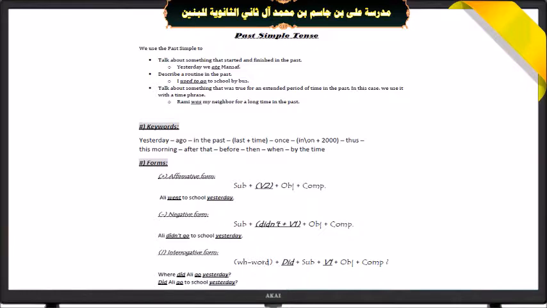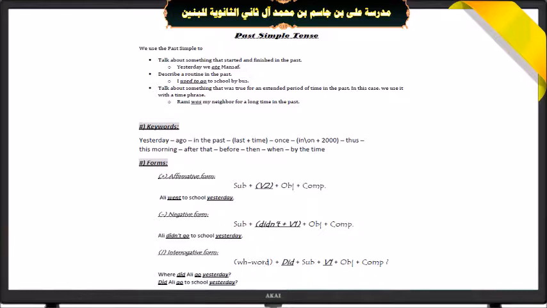What about the indicators for the past simple? The indicators are yesterday, ago, in the past, last plus any time, once, in or on plus any time in the past, the word thus, this morning, after that, before, then, when, by the time.